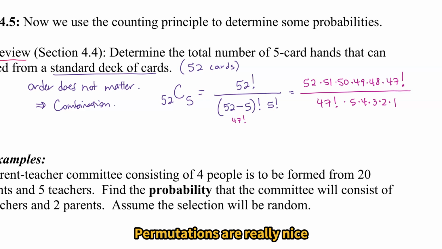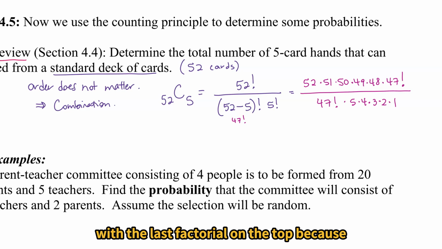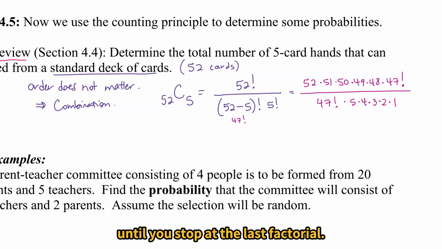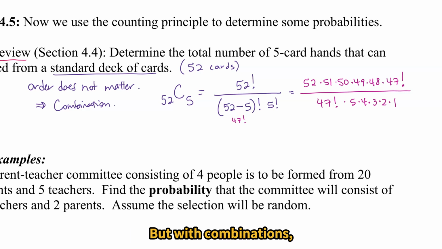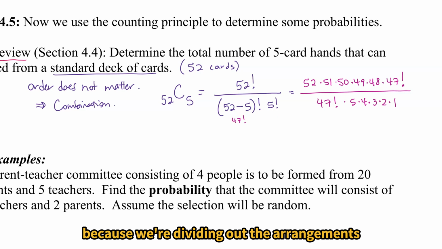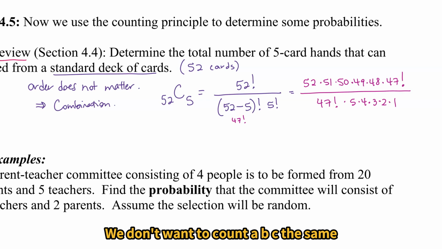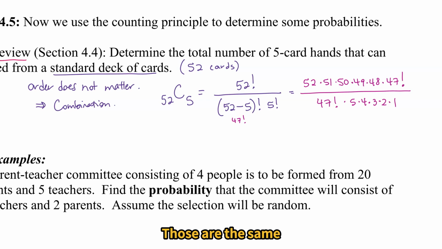Permutations are really nice because in permutations you can just cancel the entire denominator with the last factorial on the top, because you're going to write them down until you stop at the last factorial. But with combinations, we have this extra factorial piece in the denominator because we're dividing out the arrangements with the same objects. We don't want to count ABC the same as CAB. Those are the same according to combinations because order does not matter.